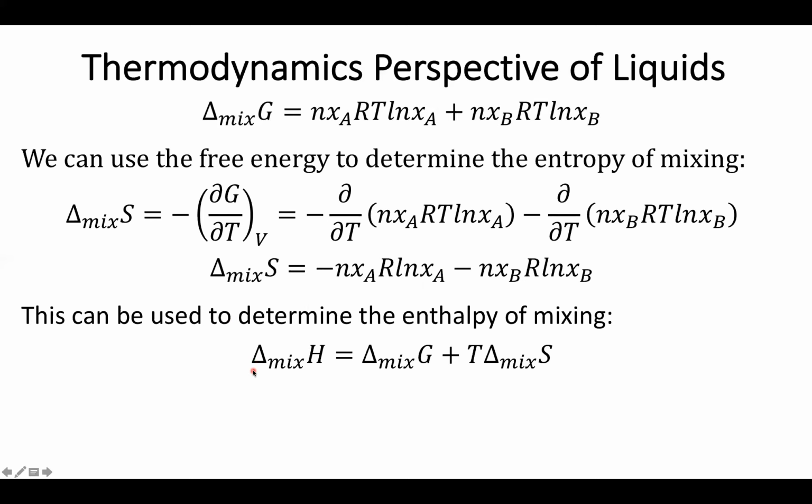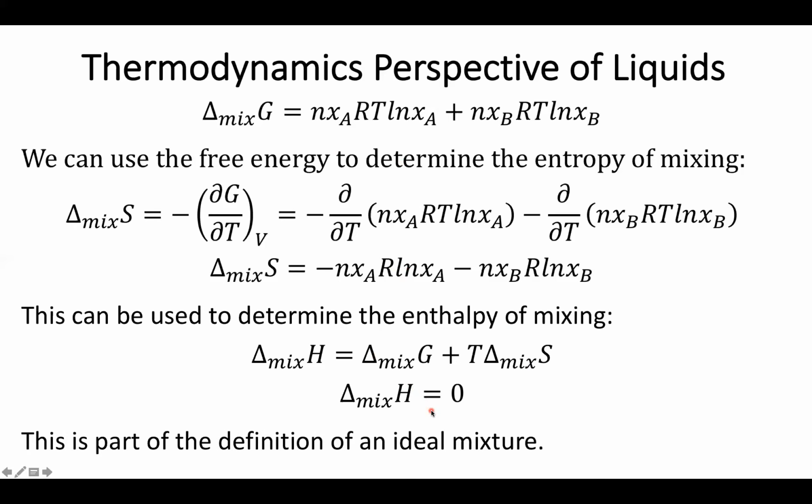So what we can do is rearrange our free energy relationship and notice that the enthalpy of mixing is going to be given as the free energy of mixing plus the temperature times the entropy of mixing. Well, you may notice here that these two expressions look rather like each other. So if I multiply my entropy of mixing by temperature, it turns out I have the exact same expression, just with a negative sign. So it turns out our enthalpy of mixing for this ideal scenario is 0, which again is important to note because this is going to go back to our definition of an ideal mixture.